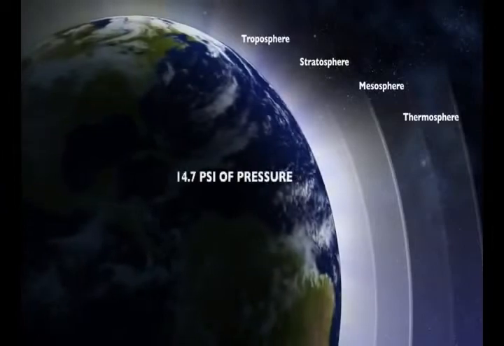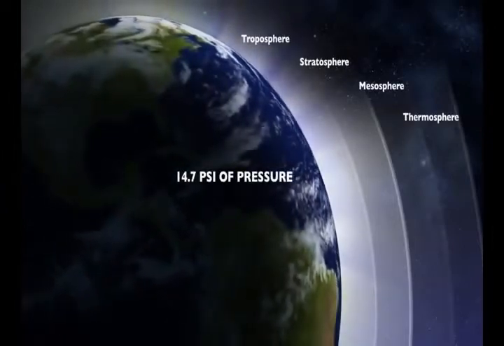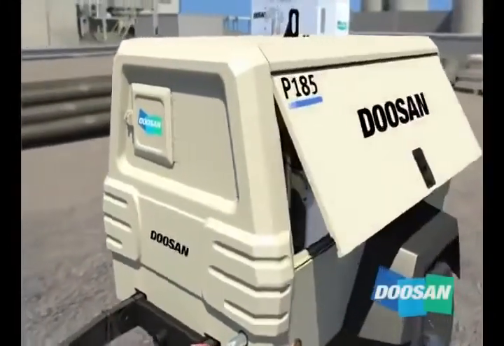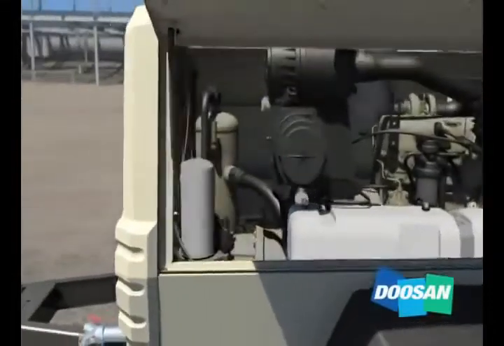generating 14.7 pounds of pressure per square inch at sea level. An air compressor processes that same air we breathe to store energy and adapt it for use in countless applications. Let's look inside a typical unit.